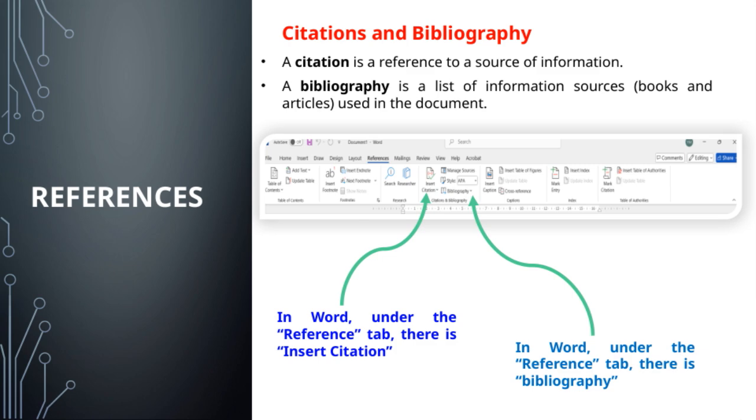So, in essence, citations are the in-text references, and the bibliography is the full list of sources at the end. Both are essential for maintaining credibility and transparency in your work, especially when you're building an argument or presenting research. They connect directly to the overall theme of proper sourcing and academic integrity.